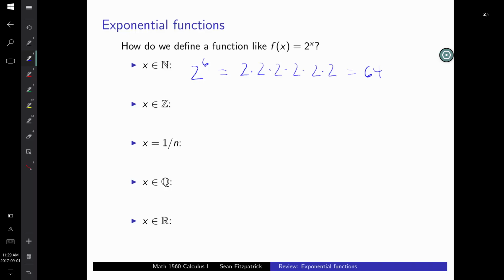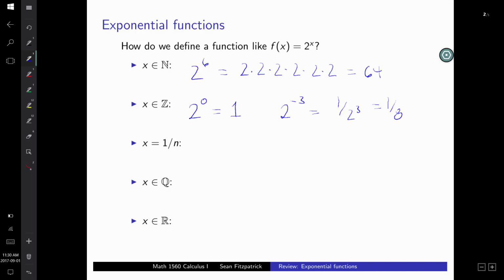What about integers? Can you move beyond natural numbers? Sure. We know that the integers include the positive numbers, the natural numbers. They also include 0. By default, 2 to the 0 is always defined to be simply 1. Anything to the power of 0 is 1. And then negative exponents are essentially defined as reciprocals. So if I wanted to do something like 2 to the minus 3, by definition, that means the same thing as 1 over 2 to the 3, and so I get 1 over 8.